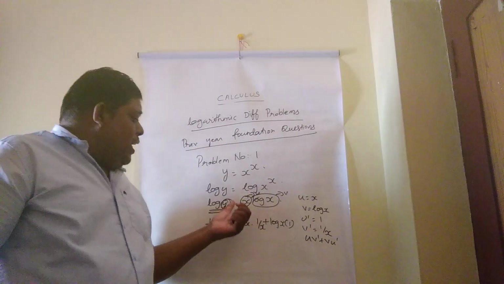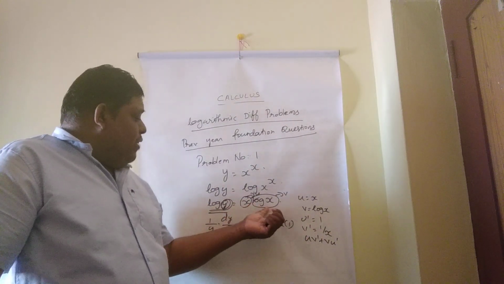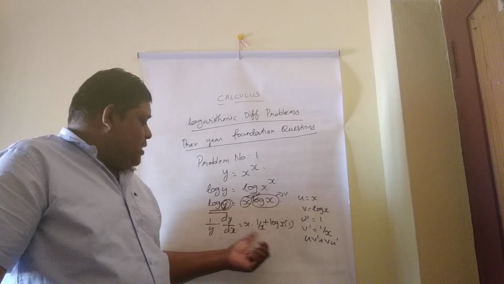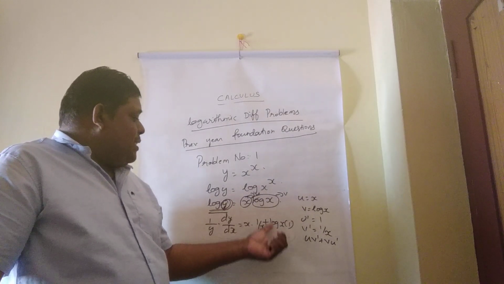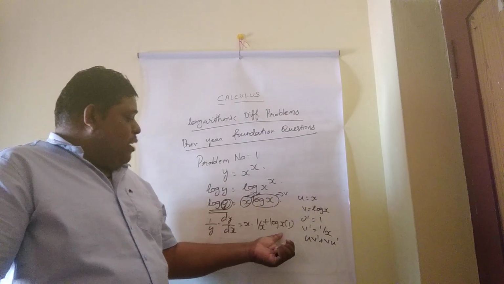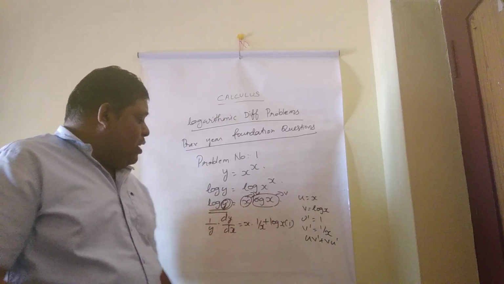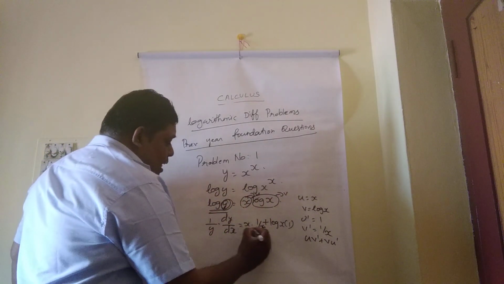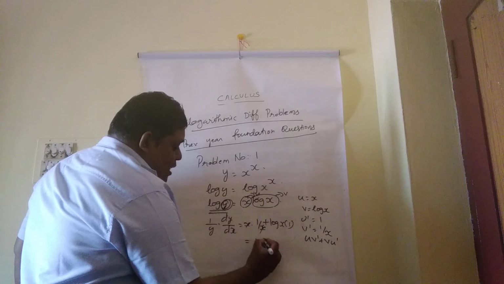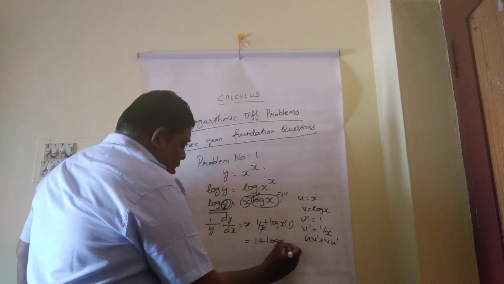Here x is the fixed term, and the derivative of log x is 1 by x. Then v is the fixed term, log x, into the derivative of x, which is 1. So here x and x will cancel. My answer is 1 plus log x.